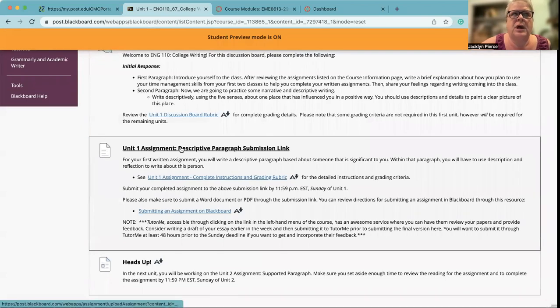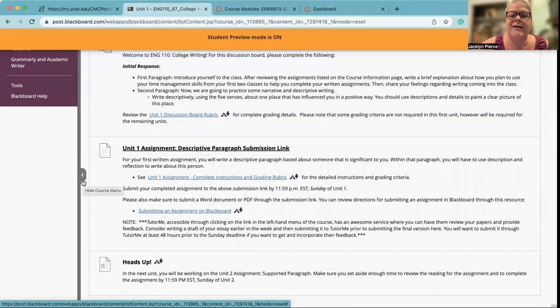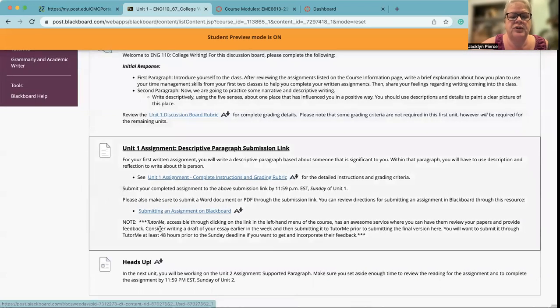Similar to the descriptive paragraph that you're writing in the discussion board this week, your Unit 1 writing assignment is a descriptive and narrative paragraph about someone that is significant to you. So just like with the place, now we're focusing on a particular person. You are going to want to create a Word document for this and turn it in using that. But let's go over the assignment itself first.